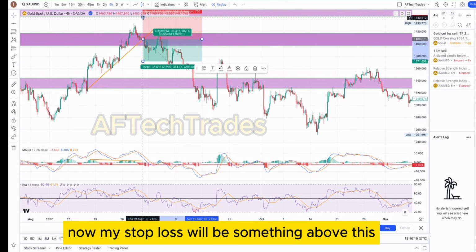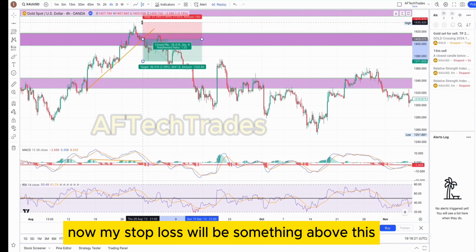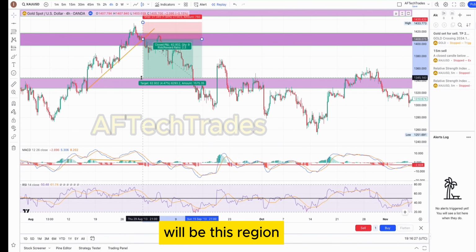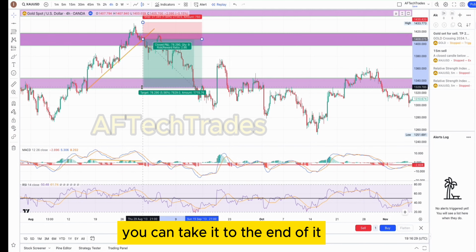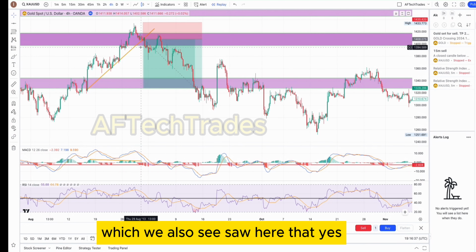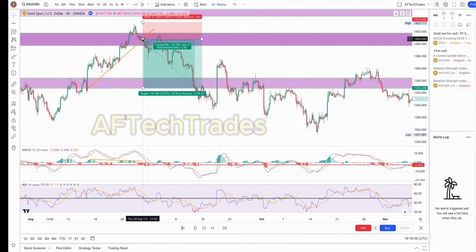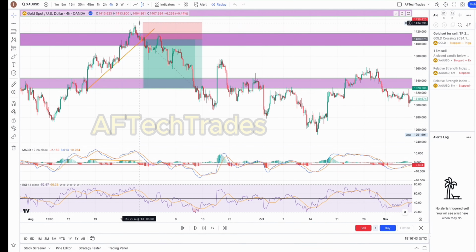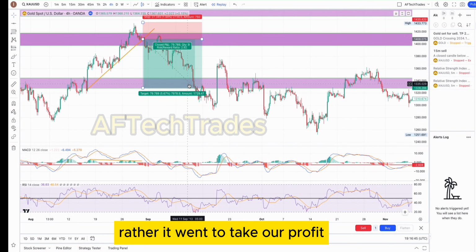Now my stop loss will be something above this. Then my first take profit, as I said, will be this region. If you like, you can take it to the end of it. Then the second take profit will be the other one, which we also saw here that yes, this trade did not go back to break to hit our stop loss. Rather, it went to take our profit here.